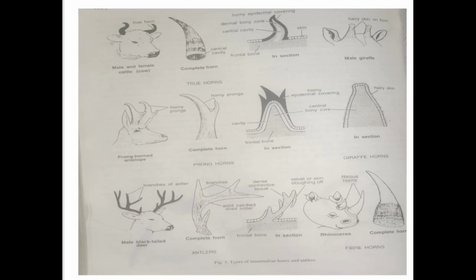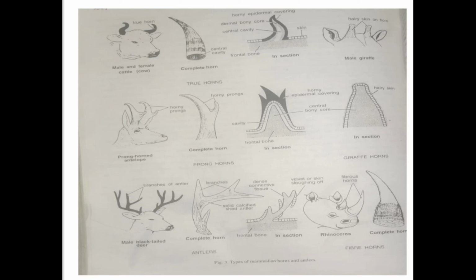Now the third one is antlers. They are characteristic of the deer family only. They are found mostly in males only, but in some cases they can be found in both sexes, like reindeer and caribou. These antlers are annual growths, and they are not true horns. It is a branching solid outgrowth of dense connective tissue connected basally to the frontal bone of the skull. Deposition of calcium salts makes the antler hard.